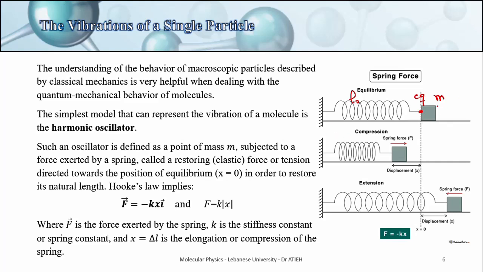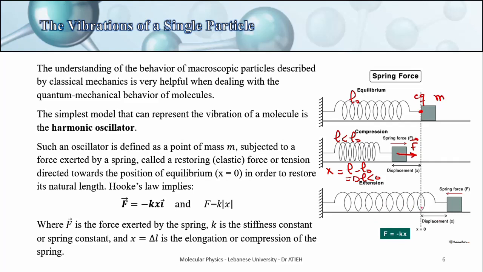If the particle m is displaced from its equilibrium position, let's say that the spring is compressed as in this case, so L is less than L0 and the displacement x is equal to L minus L0, it's equal to delta L, it is negative. In this case, the particle is subjected to a force whose direction is towards the equilibrium position. So this is F. This is the direction of F.